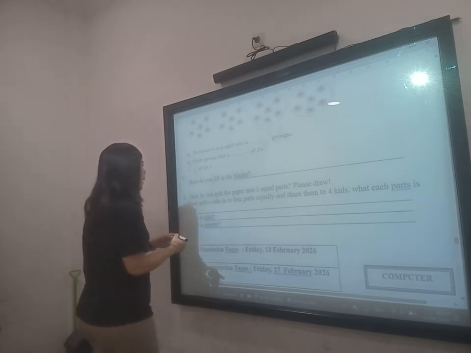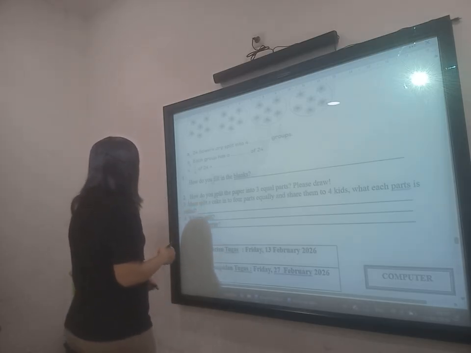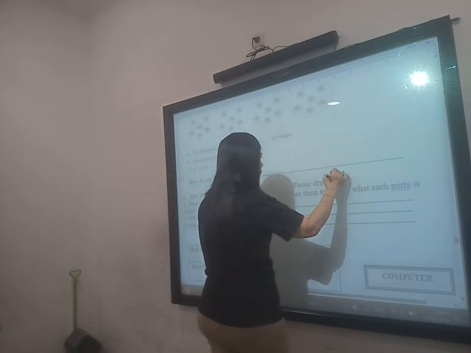How do you split the paper into 3 equal parts? Please draw. How do you split that? This is a paper like this.